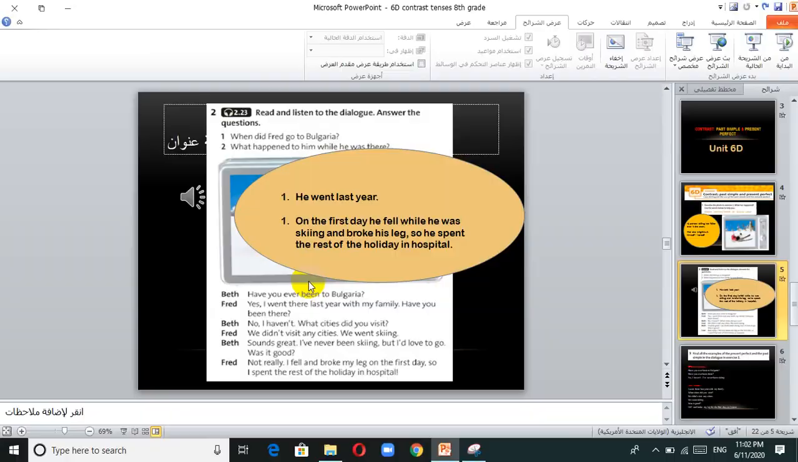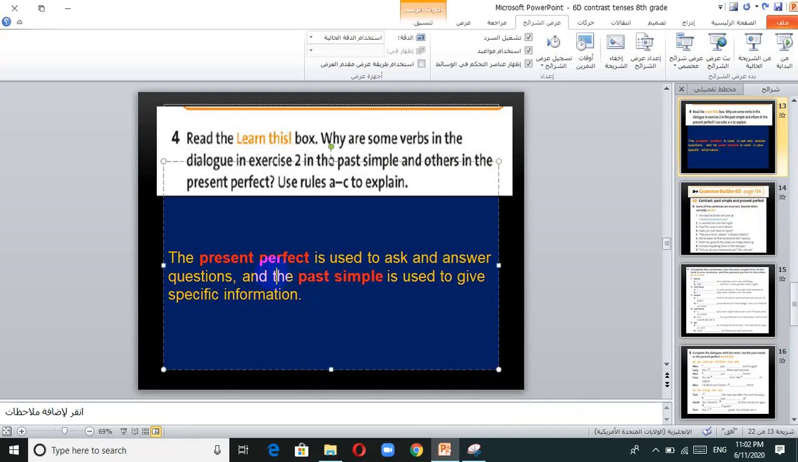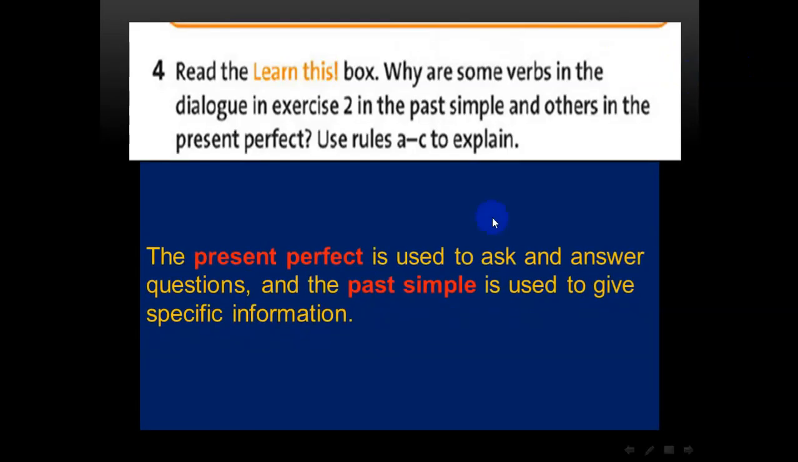And the past simple is used to give specific information. يستخدم لنعطي معلومات واضحة. معلومات واضحة مع التفاصيل. Okay.